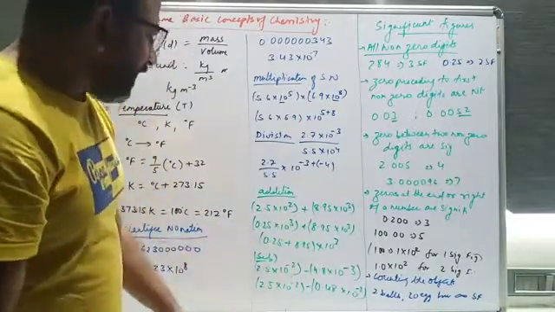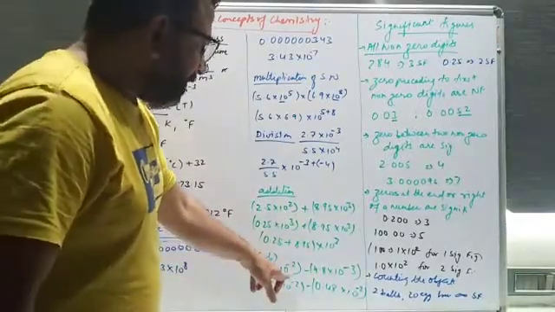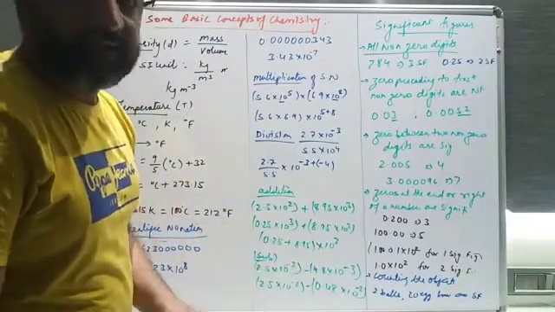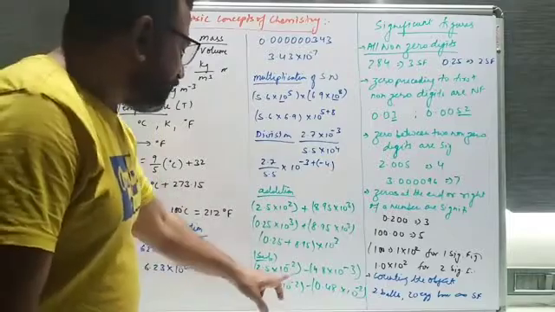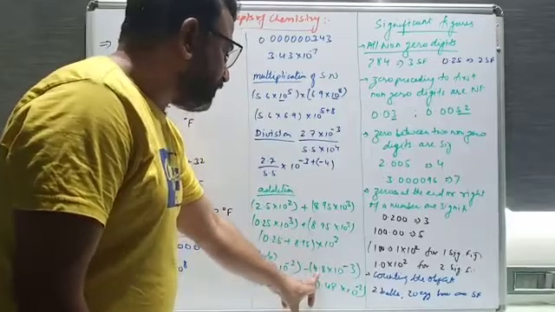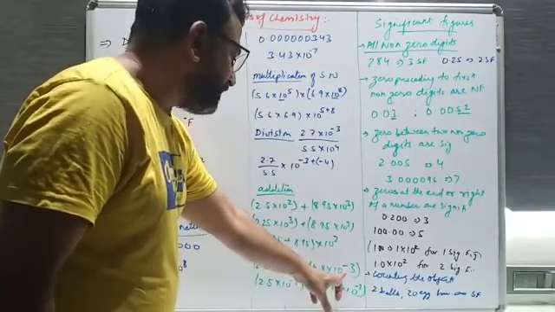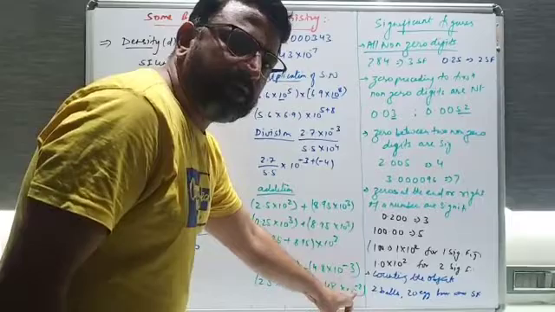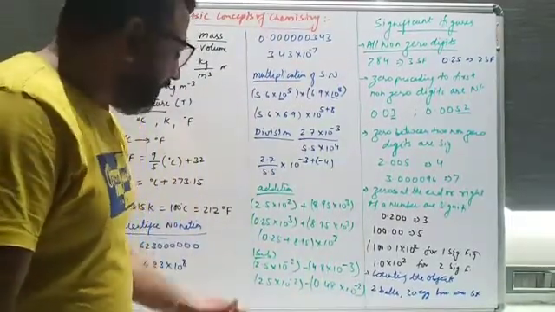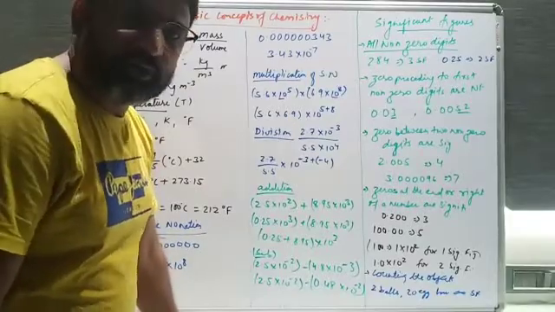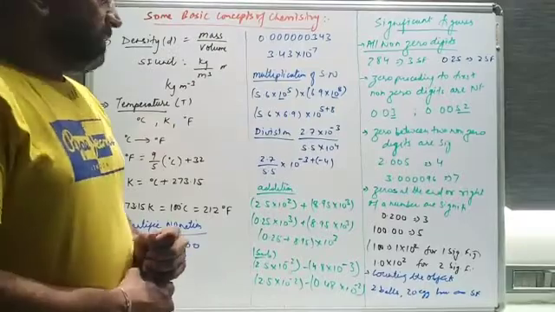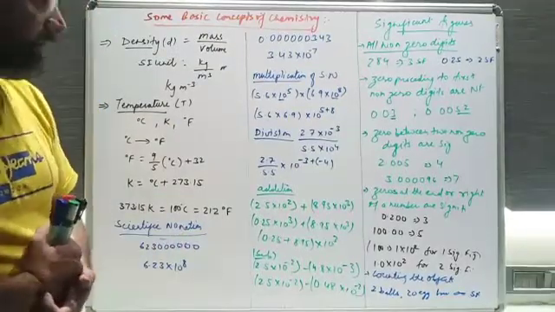The same way with subtraction: 2.5 into 10 to the power minus 2 minus 4.8 into 10 to the power minus 3. We need to make the 10 to the power equal. This was minus 2, so I have made the other minus 2 as well. So 4.8 into 10 to the power minus 3, with the point moved, becomes 0.48 into 10 to the power minus 2. Now again take the common 10 to the power minus 2, and from 2.5 you subtract 0.4, and you will get the answer. So these are the various ways of doing mathematical calculations with scientific notation.